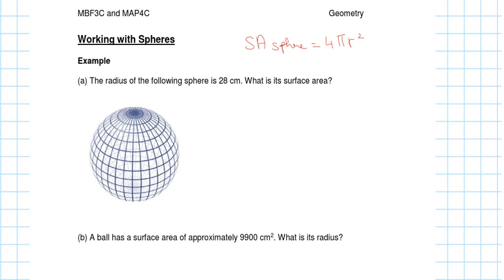So, the radius of the following sphere is 28 centimeters. What's the surface area? Easy question, right? I know the radius, I'm looking for the surface area. So surface area is equal to 4 pi r squared, and then it's a matter of just plugging in 28 for the radius and doing your calculation.